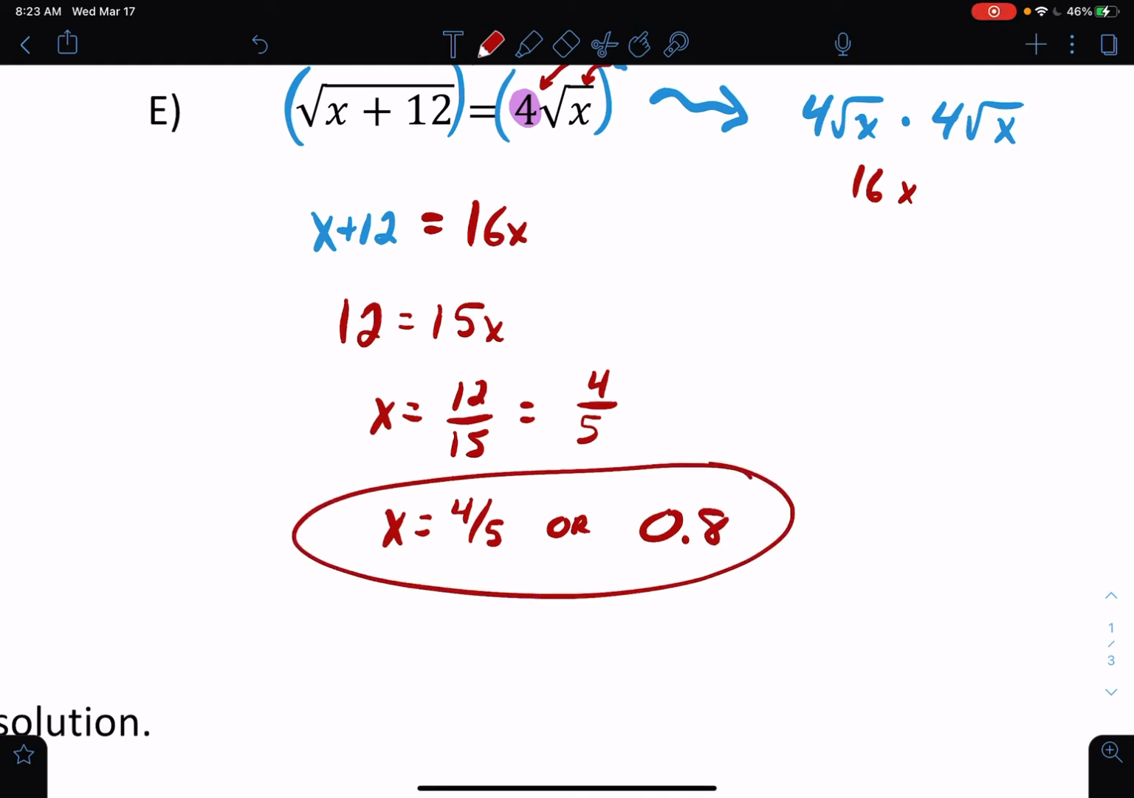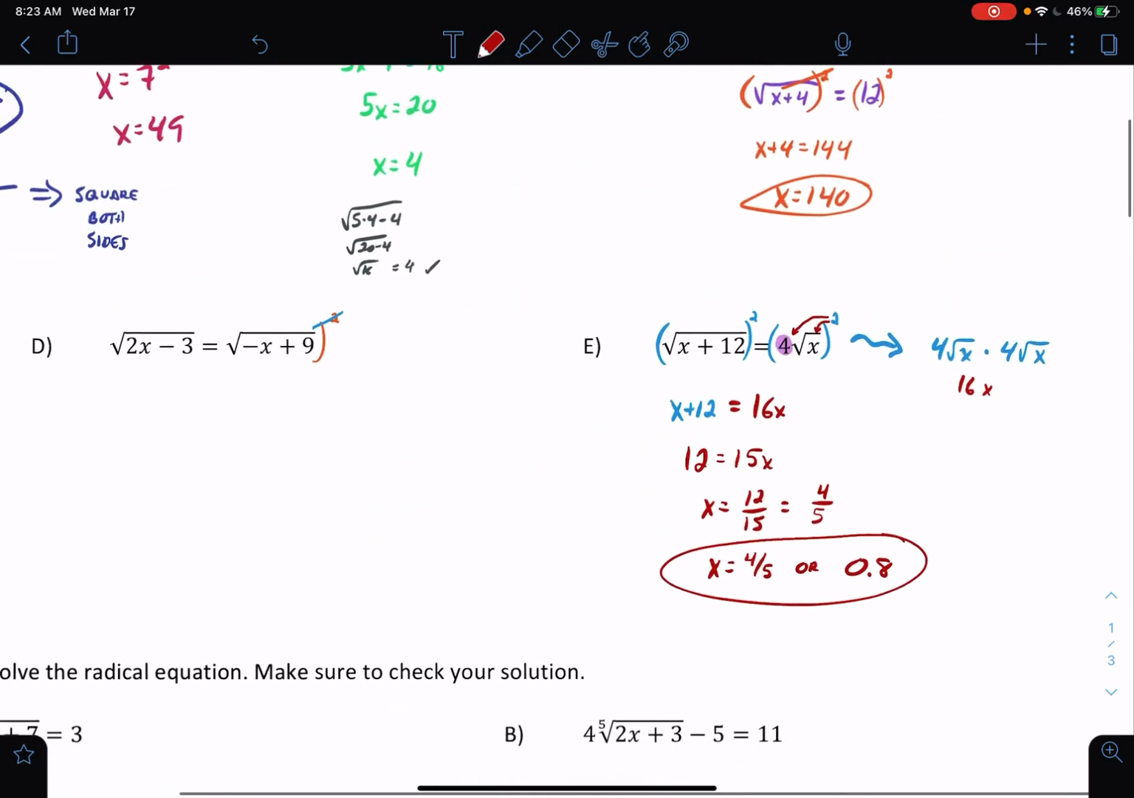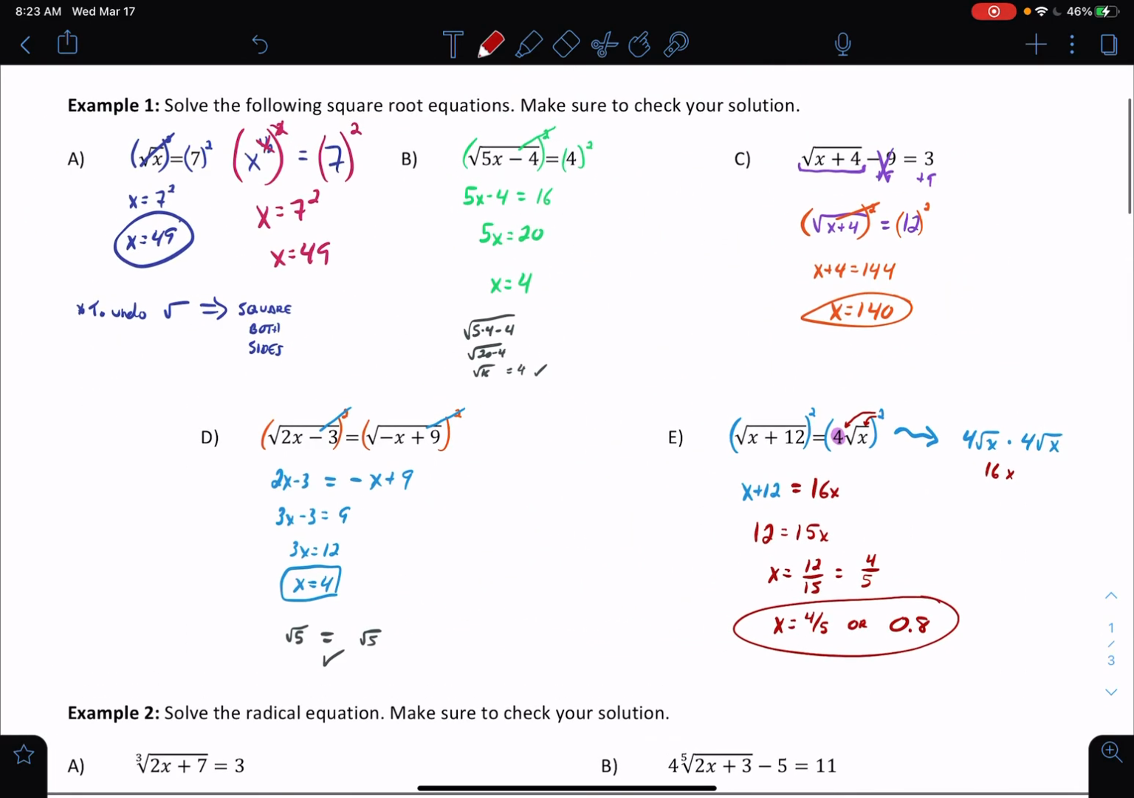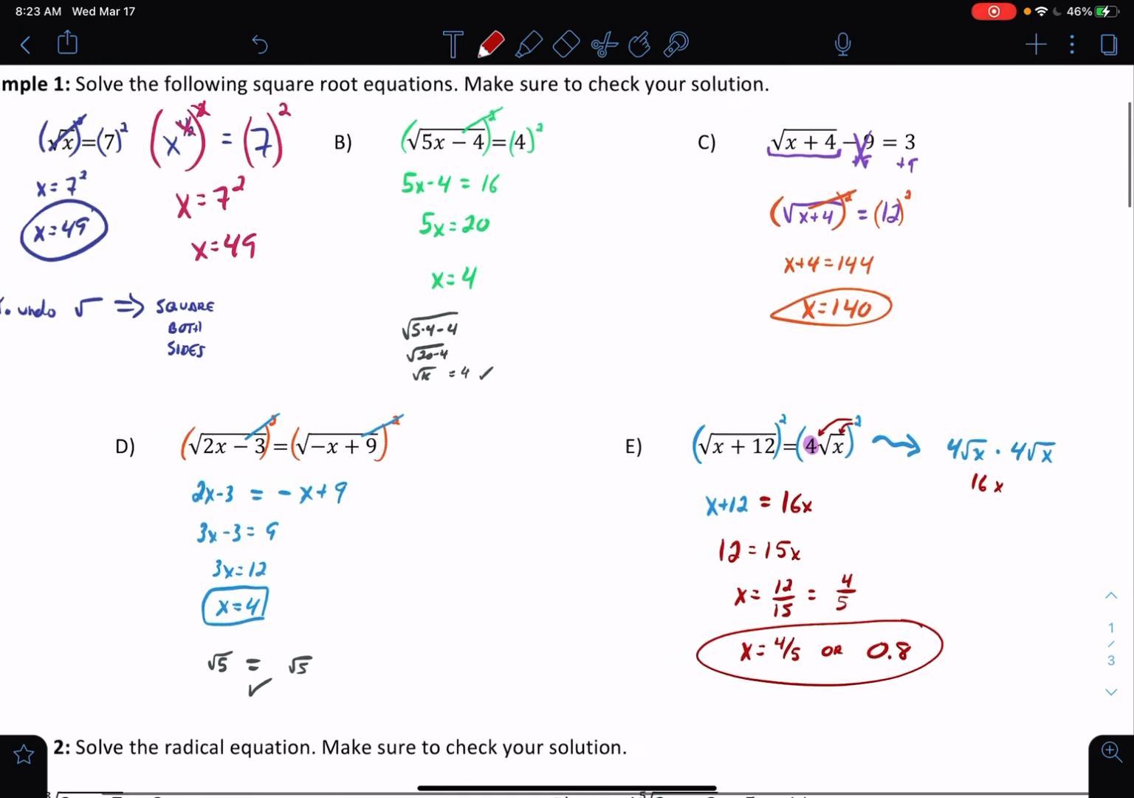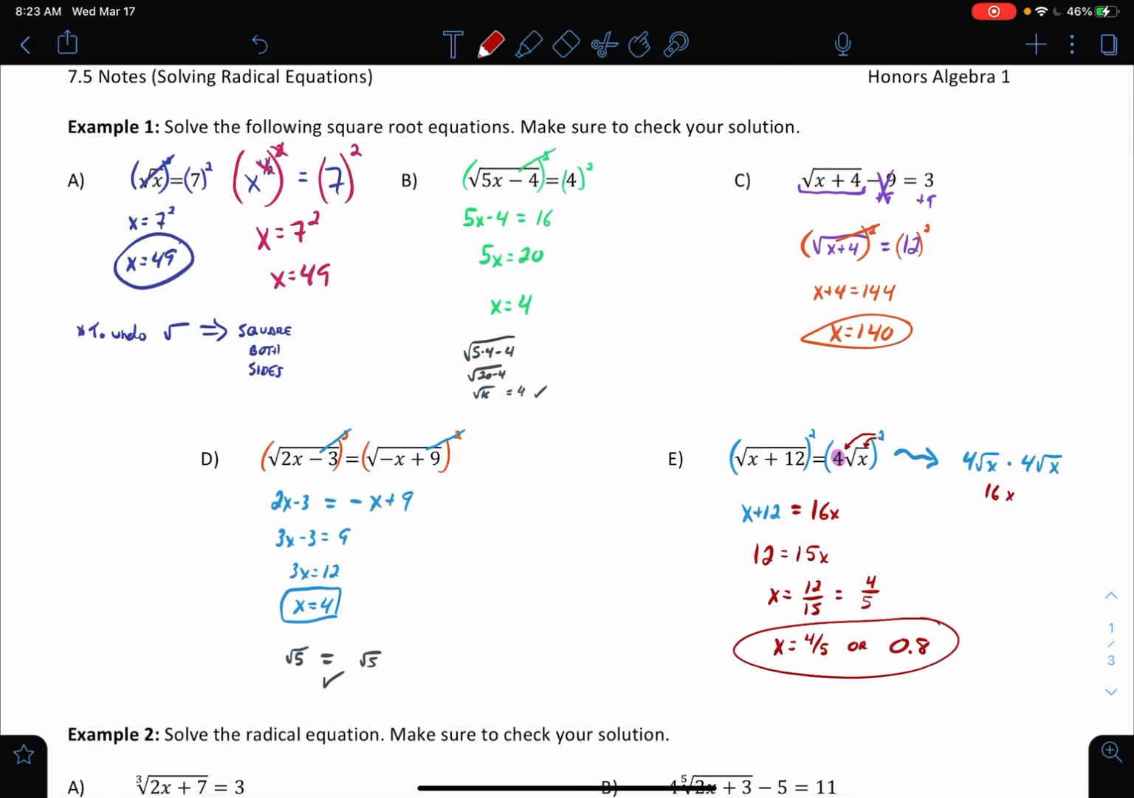All right, so a couple key things there. To undo a square root, you need to square both sides. And then you want to get the radical by itself, but if you can't get the radical by itself, like in part E, just make sure that when you're squaring both sides, you are doing so correctly. You're not leaving anything out. All right, so those are square roots. To undo a square root, you square both sides.